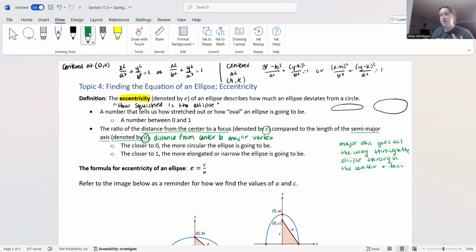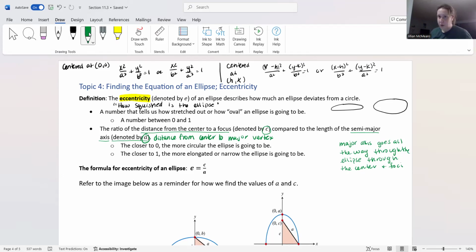Okay, we also know that that's the longest value, and we're talking about A, B, and C. A is the distance from the center to a major vertex. B is the distance from the center to a minor vertex or a co-vertex, and then C is the distance from the center to a focus point. So that distance from the center to one of the major vertex is always going to be the longest. And so if we're looking at a ratio of those two things, we're looking at C divided by A. So some value divided by some bigger value, it's always going to be a value between 0 and 1.